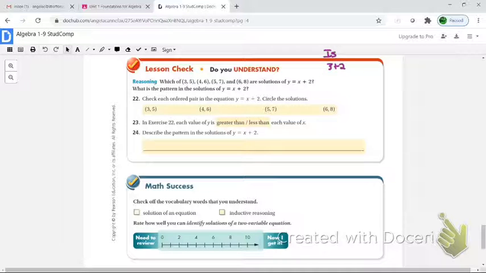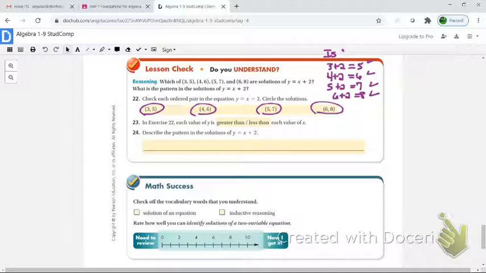3 plus 2 equal to 5? Is 4 plus 2 equal to 6? Is 5 plus 2 equal to 7? And is 6 plus 2 equal to 8? That's what they're asking us. So, did we check them all? Yeah. Now 3 plus 2, yeah, that's 5. 4 plus 2, yep, that's 6. 5 plus 2, yep, that's 7. And 6 plus 2, yep, that's 8. So all of these are solutions. Okay.